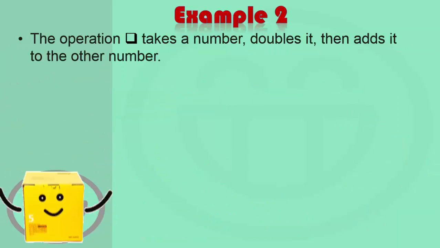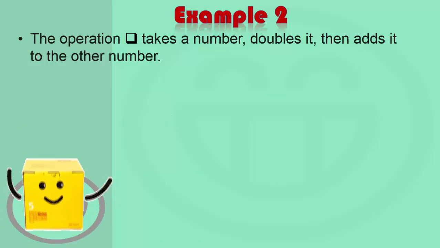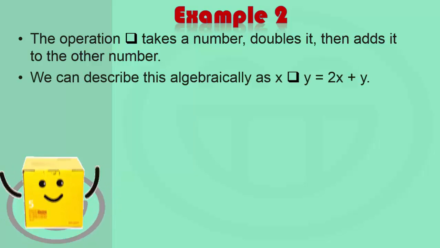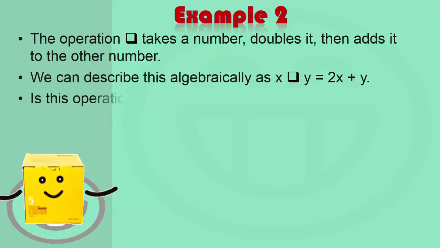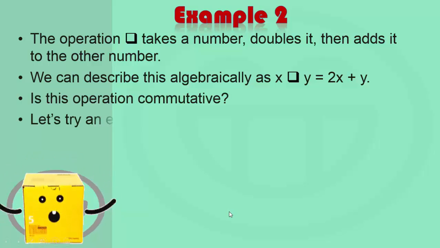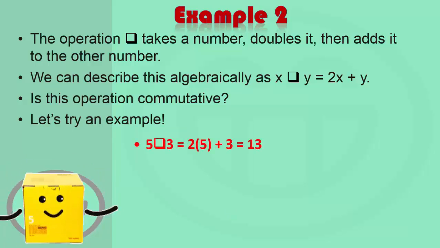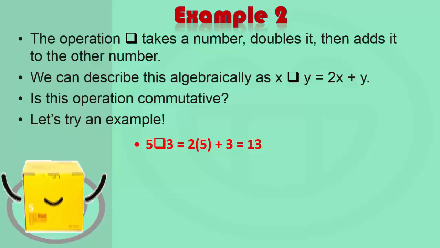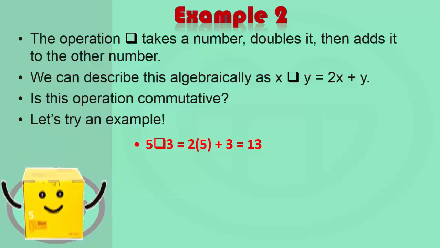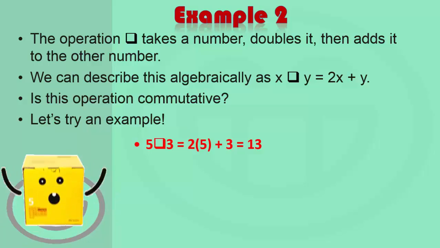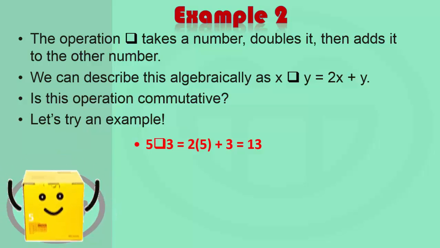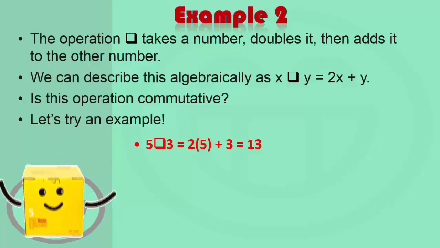In example number 2, the operation box takes a number, doubles it, then adds it to the other number. We can describe this algebraically as x box y is equal to 2x plus y. Is this operation commutative? Well, let us try an example. 5 box 3, so I'm going to call x 5 and y 3, and wherever I see x I substitute 5, and wherever I see y I substitute 3. So I end up with, for this particular operation, 2 times 5 plus 3, and that means it's equal to 13.